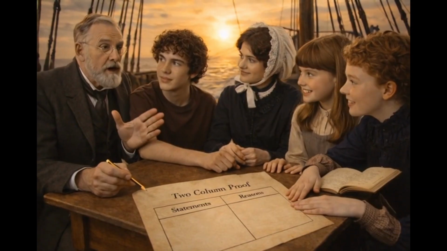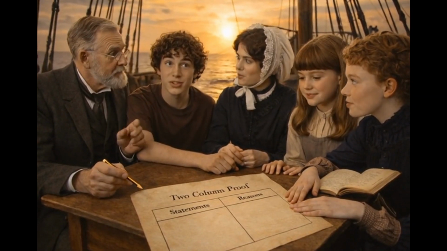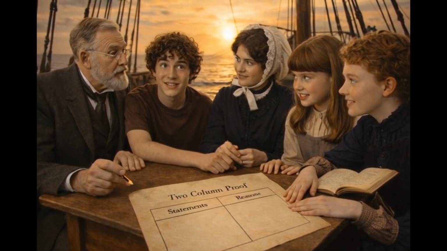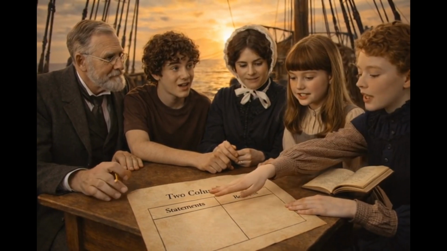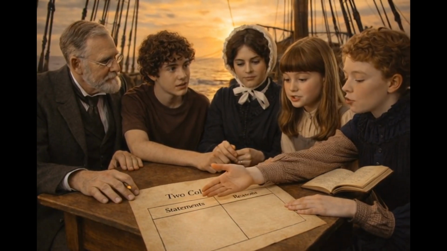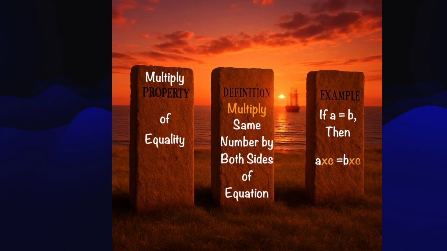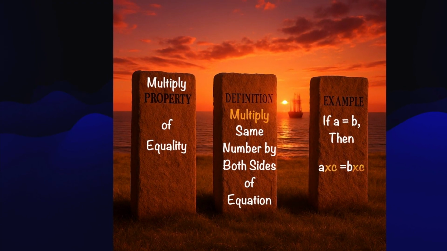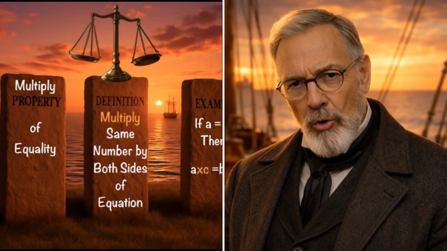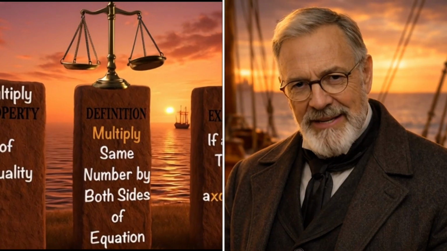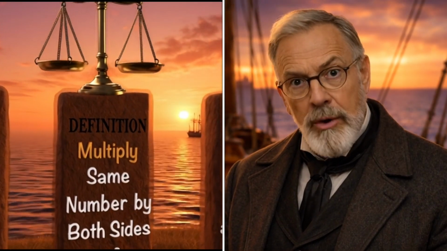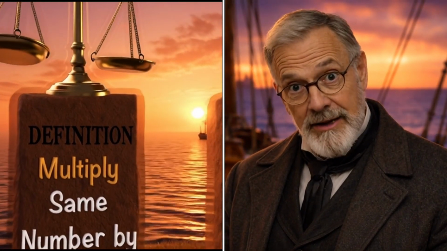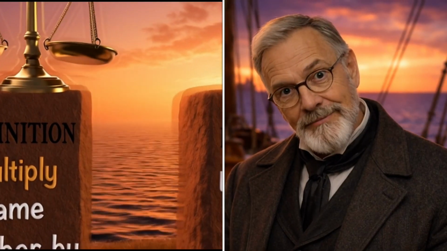A new property awaits us, Jaden. What is it, Mr. Holmes? The multiplication property of equality. Multiply both sides by the same number. The balance holds. If two values are equal, multiply both sides by the same number. They remain equal. The scale does not tip.